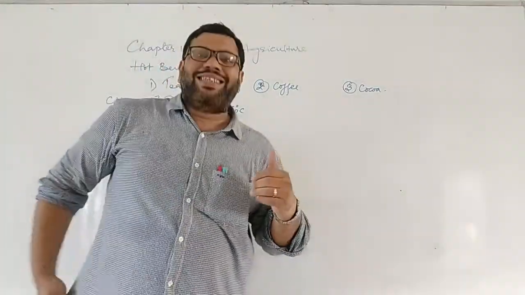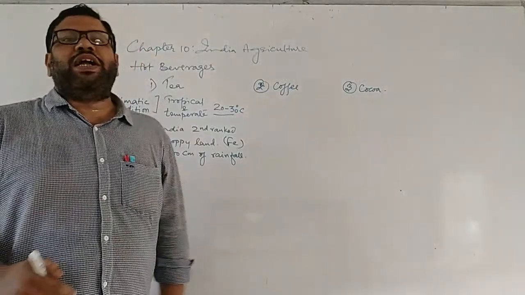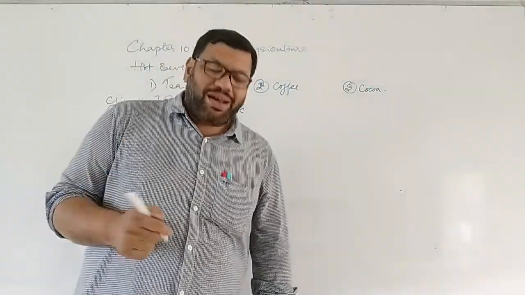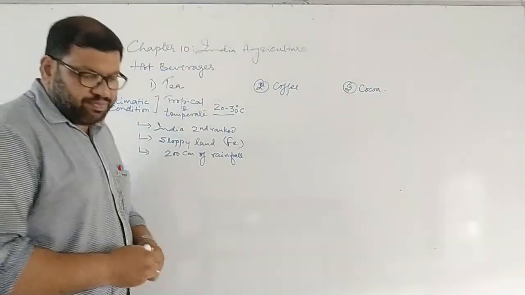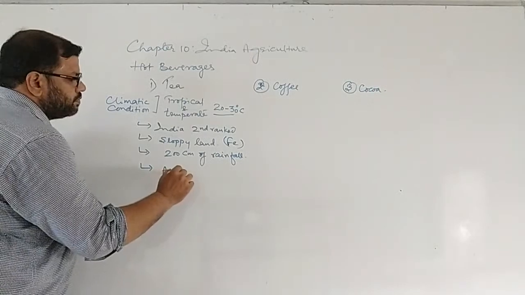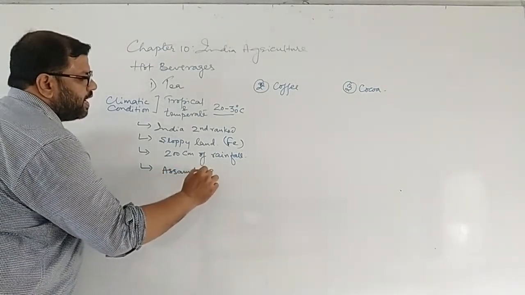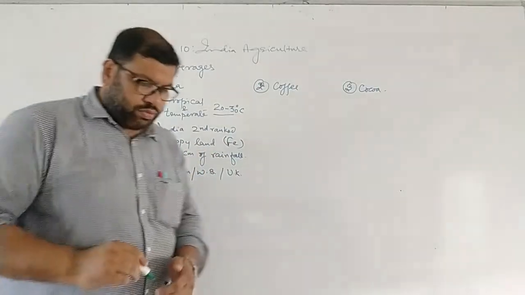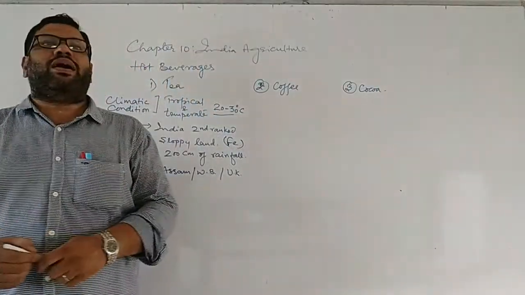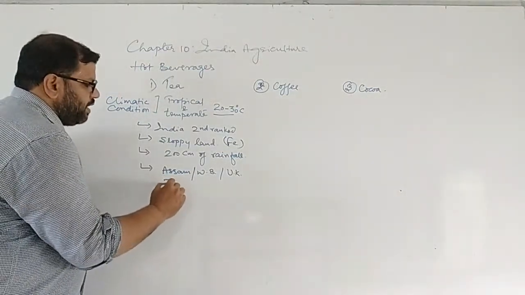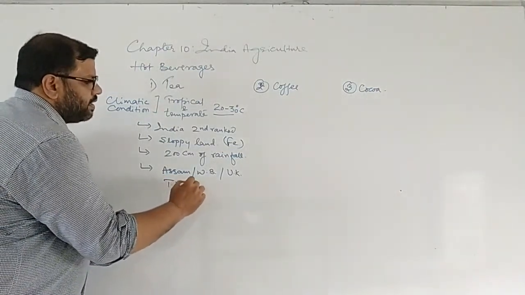In certain locations where we find tea plants growing more abundantly, we see Assam, West Bengal, Uttarakhand, and in the southern parts, Tamil Nadu and Karnataka.